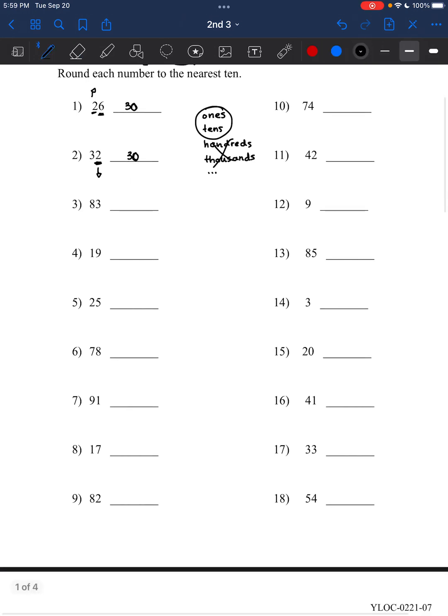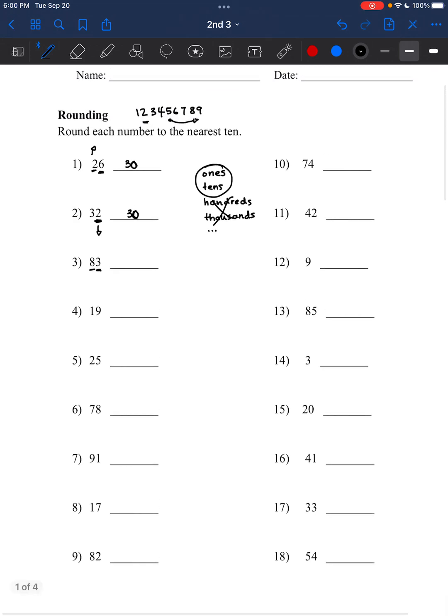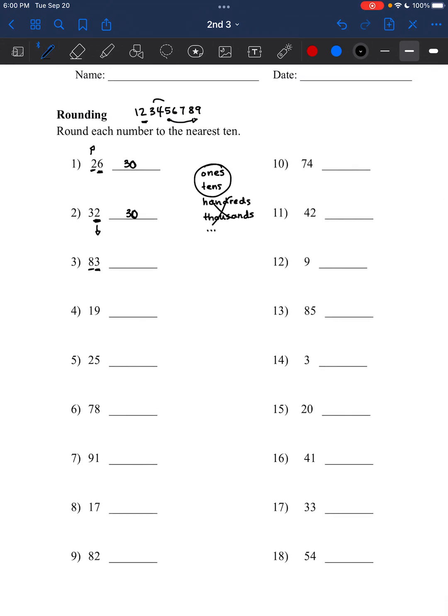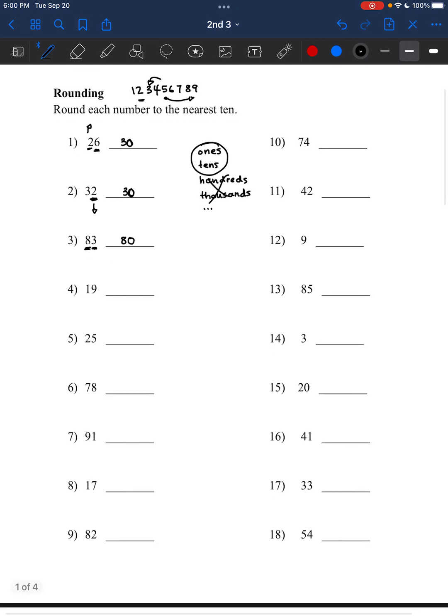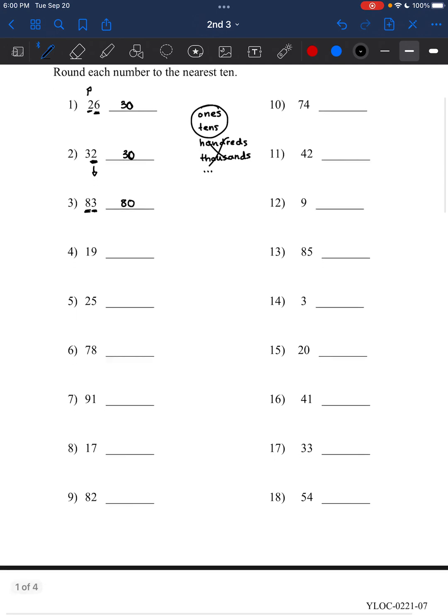So let's do one more and move on. So 83. So if we looked here, 3 is less than 5, right? So 8 stays the same because 3 is less than 5. And then 3 becomes a 0. So the nearest tens place number, sorry, is 80.